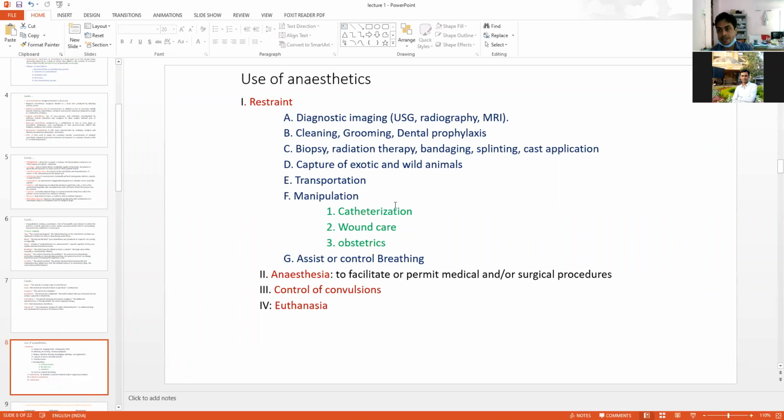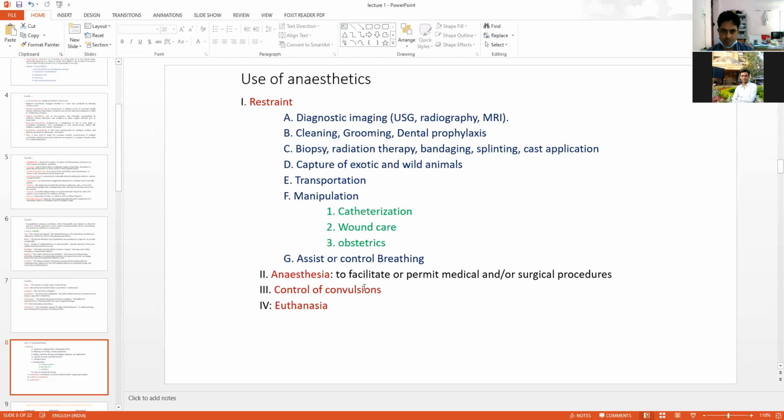Transportation also needs, many times, some sedative drugs. So these are some uses of anesthetics. Then manipulation, catheterization, wound care, and obstetrics. In obstetrics, if you are going for fetal removal, many times epidural anesthesia, this type of local regional anesthesia, posterior epidural anesthesia is required. For rectal tenesmus, it is also required. So this type of manipulation also needs the use of anesthetics.